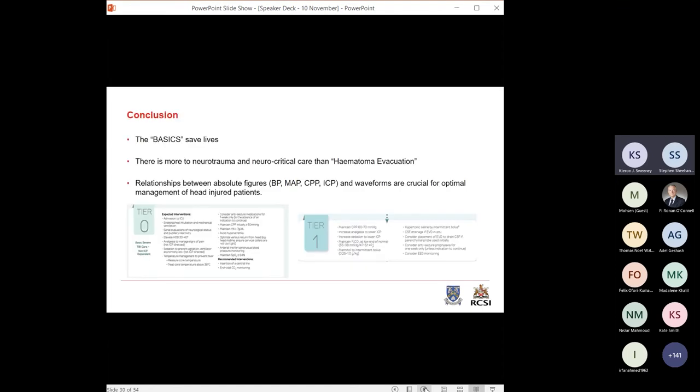So in summary, the basic maneuvers on the scene and in the emergency department really do add to improved outcomes. There's more to neurotrauma than just clot evacuation. And it's important that we understand the relationships between systemic blood pressure, cerebral perfusion, and ICP, and particularly the waveform relationships. Next slide, please.